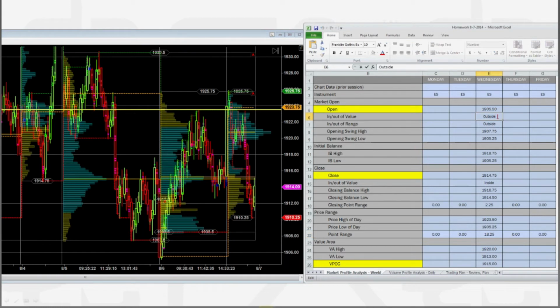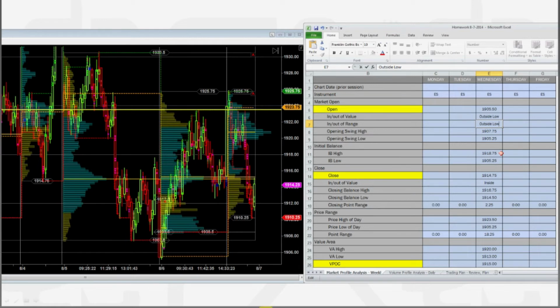And what you can do in here is just put outside low. So this tells me that the market opened up outside of the range and to the downside. The opening swing high and low I put in because I want to understand the initial spread by the buyers and sellers. It was about 2.5 points.